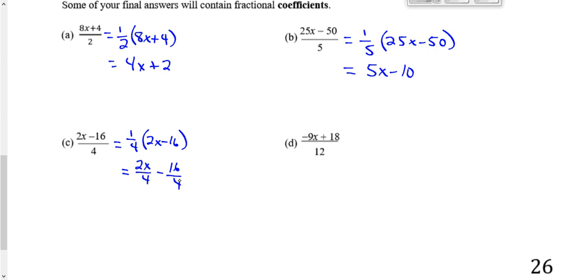And what's 2 over 4 in lowest terms? So this would be 1/2 x minus what? 4. Okay, you kind of get it now? Now try what I did here with part D. If you have any fractions, just get them in lowest terms like you did in part C, okay?